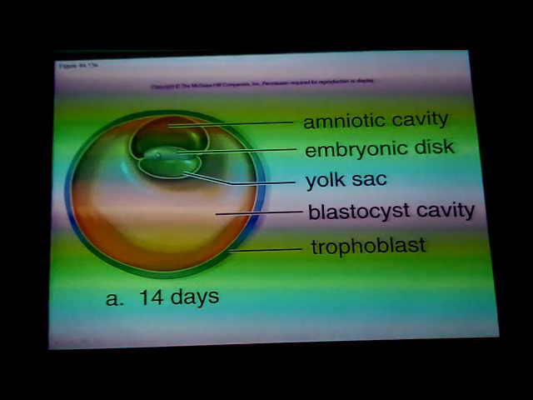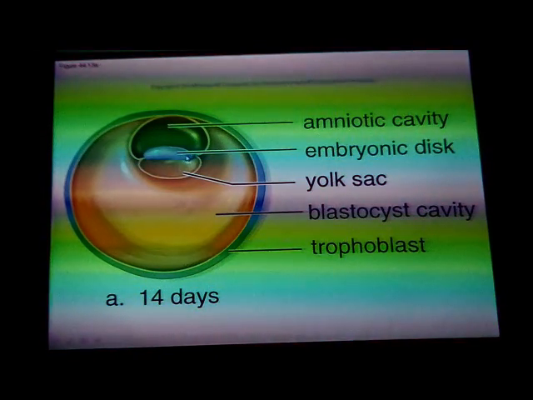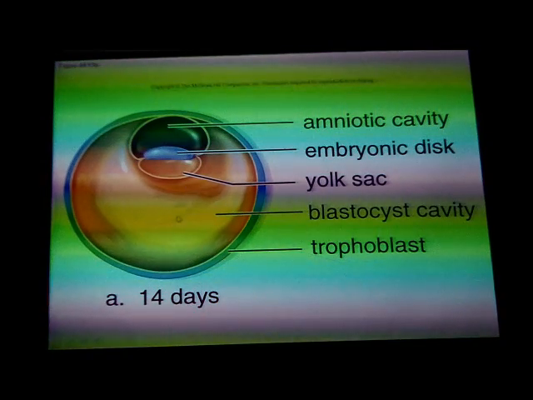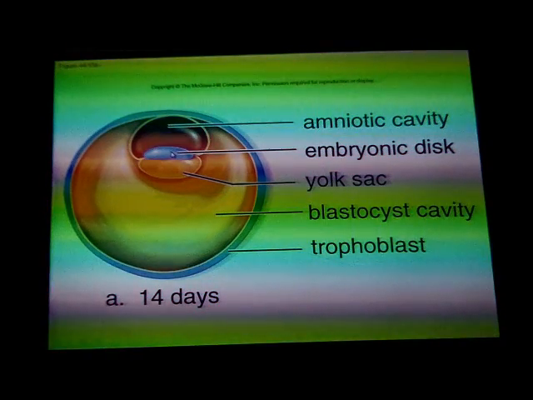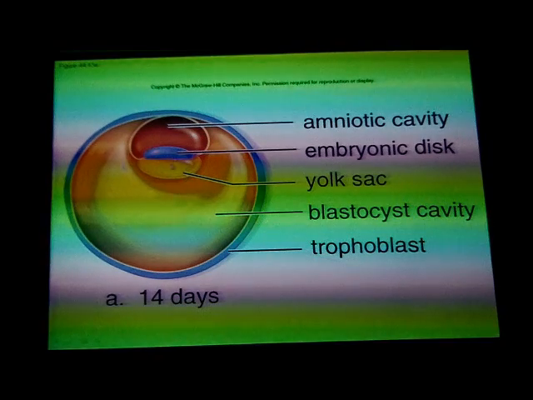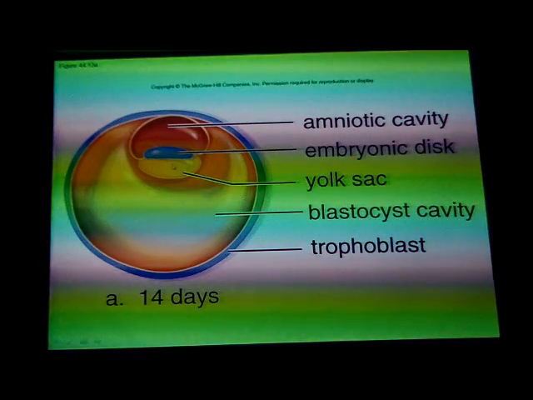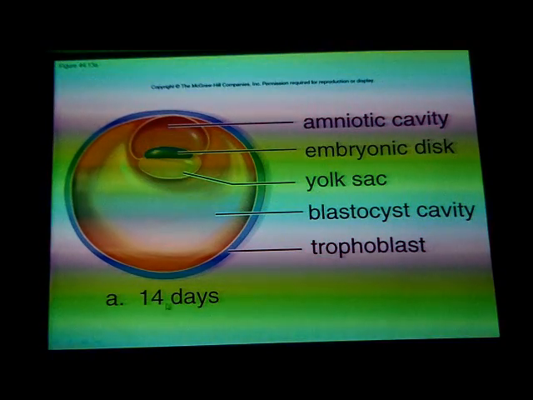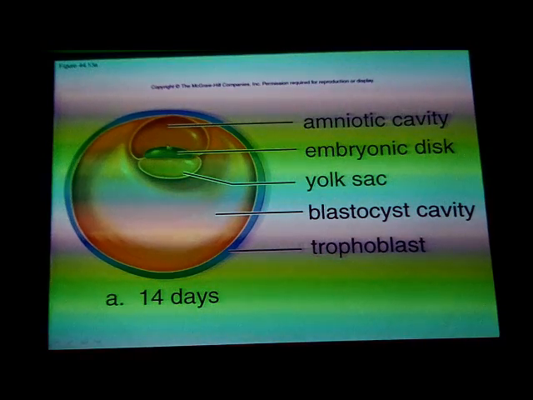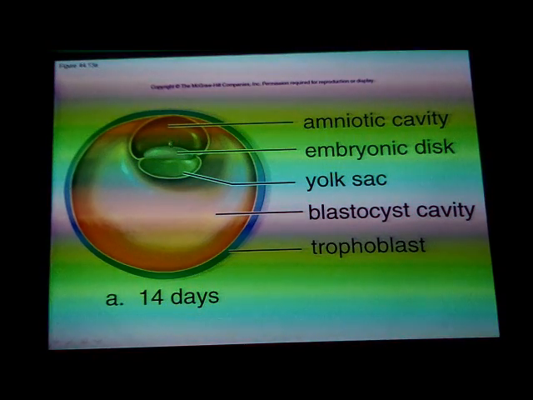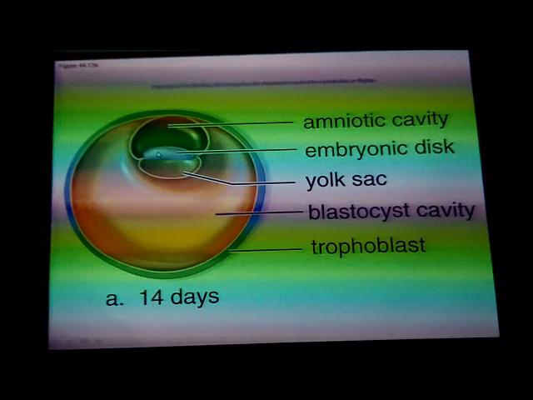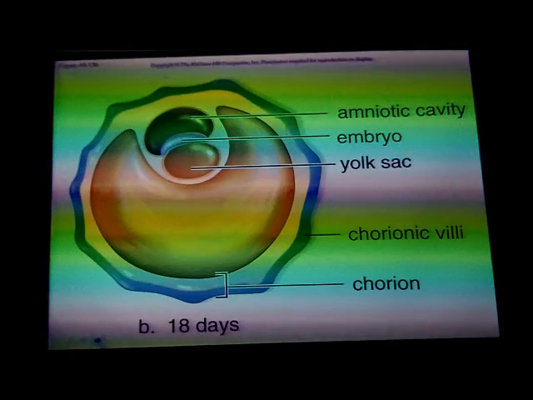Here's what you look like at 14 days old, a little disc of cells with a yolk sac that the disc is feeding off of. Yeah, you ate yolk at one time. You didn't have to eat it, you just absorbed it. There's the amniotic cavity that contains fluid that keeps these cells from drying out.